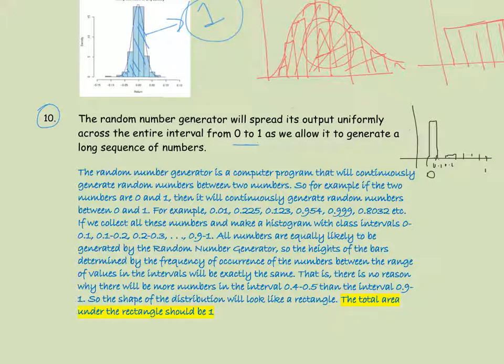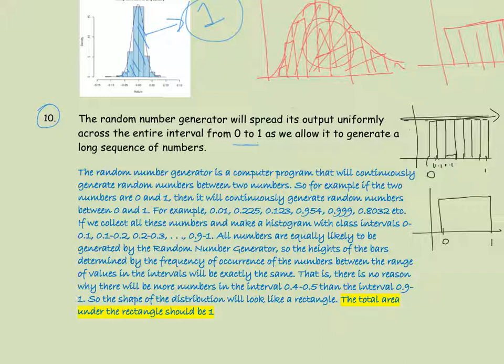Every number is equally likely, so there is no reason why there'll be more numbers in a certain interval than the others. So if we have generated enough numbers, then more or less your histogram of this particular experiment is going to look like this. All numbers are equally likely, that's why the frequencies of all the numbers will be more or less the same. So basically what we get is a rectangular distribution. So we have 0 to 1 as the base, and the shape of the distribution looks like a rectangle.